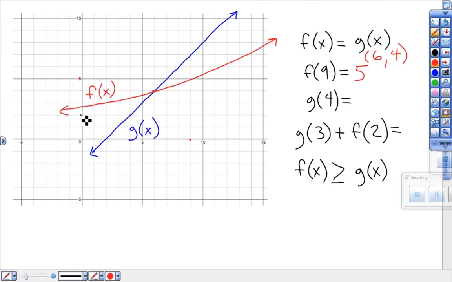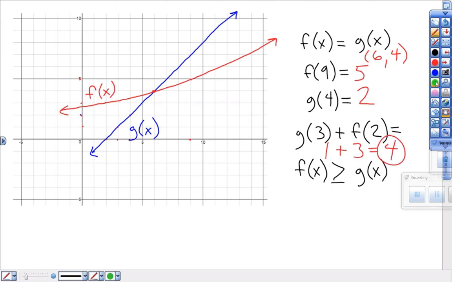G of 4, find 4 on the x-axis, go to that blue line, should give you 2. And the last one, G of 3, find that, that's 1. Find f of 2, that's going to give you 3, and add those together to get 4.